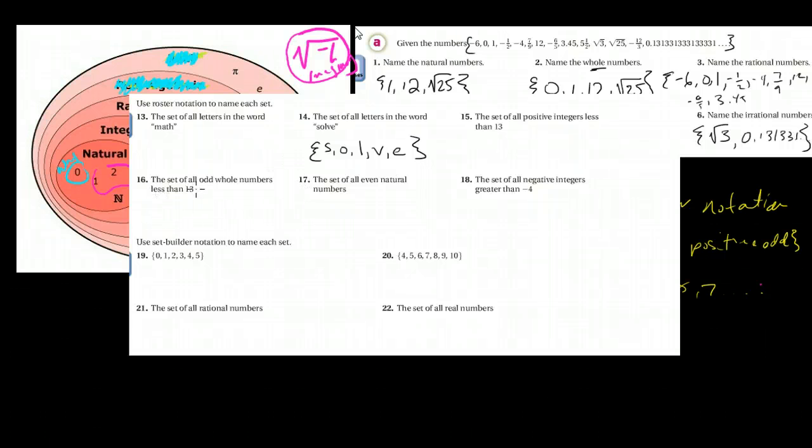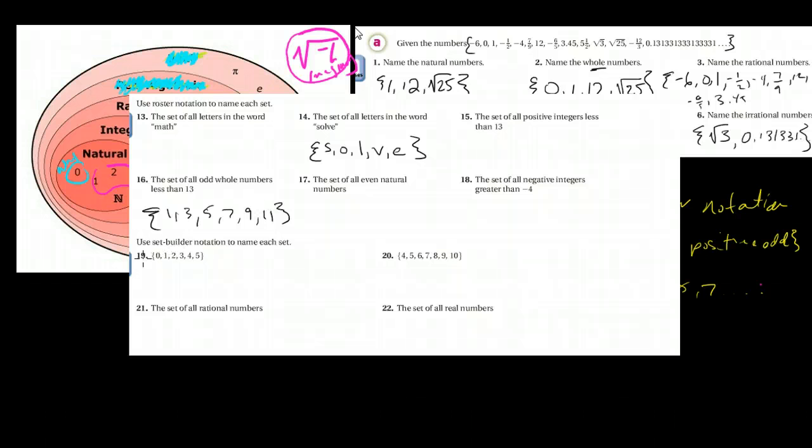This one says the set of all odd whole numbers less than 13. So again, we use our squiggly bracket, and 1 is odd, 3 is odd, 5 is odd, 7 is odd, 9 is odd, 11 is odd, and it says less than 13. It doesn't want 13, so we'll close it off there. You get the point of what's happening here.